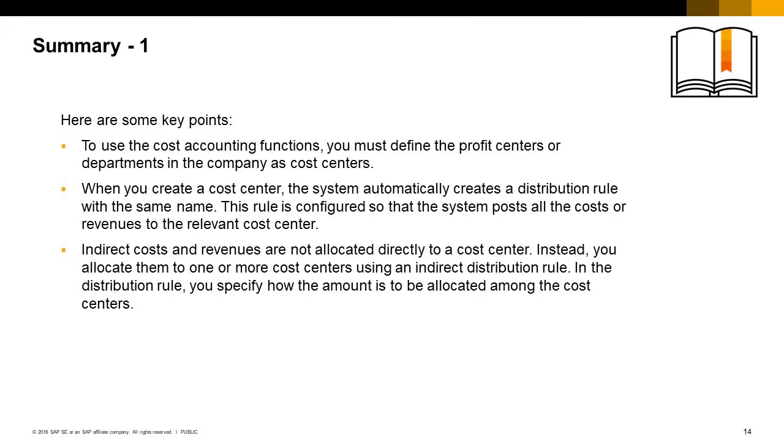Here are some key points. To use the cost accounting functions, you must define the profit centers or departments in the company as cost centers. When you create a cost center, the system automatically creates a distribution rule with the same name. This rule is configured so that the system posts all the costs or revenues to the relevant cost center. Indirect costs and revenues are not allocated directly to a cost center. Instead, you allocate them to one or more cost centers using an indirect distribution rule. In the distribution rule, you specify how the amount is to be allocated among the cost centers.